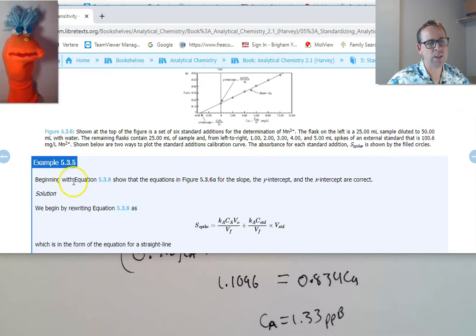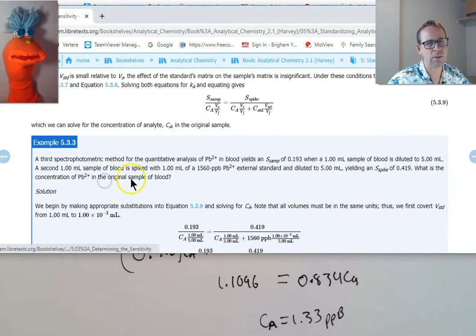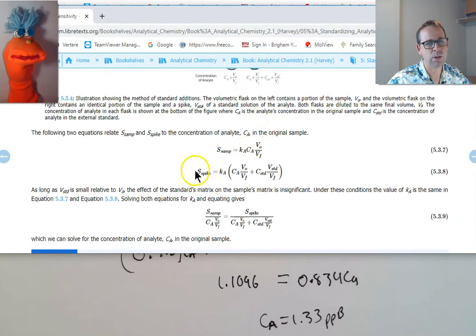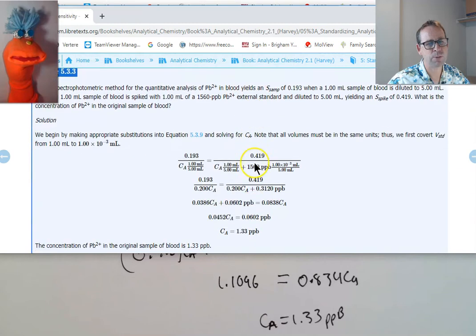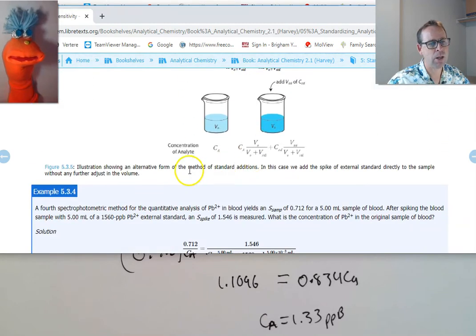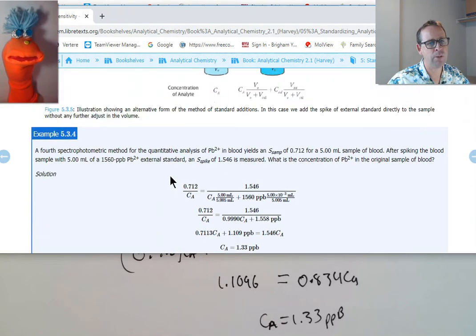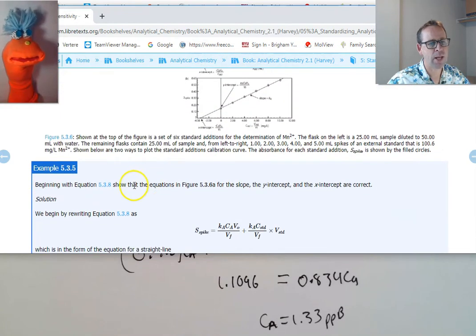So let's look at this equation here in 3.38. This one here, where we looked at the spike concentration, this relationship, which boiled down to this for us. Where are we at now? Down here. If we look at that and show the equations, so that the equations in 530.36a for the slope, the y-intercept, and the x-intercept are correct.